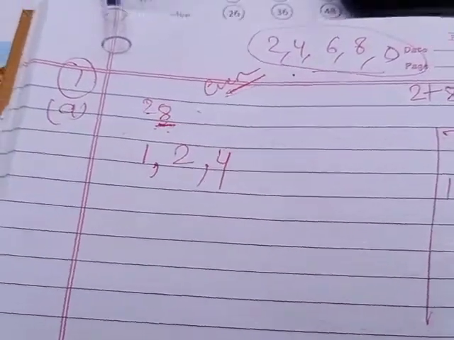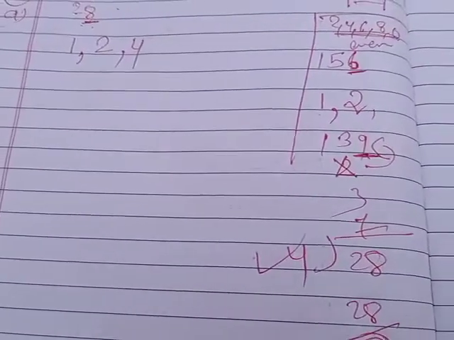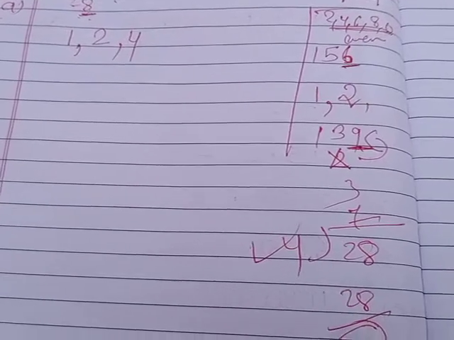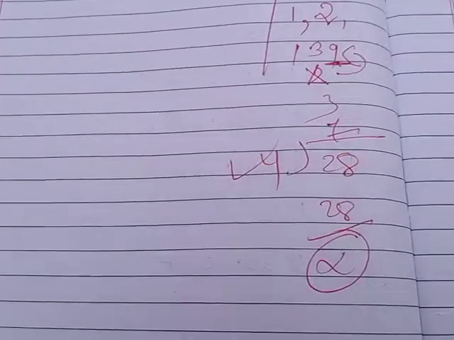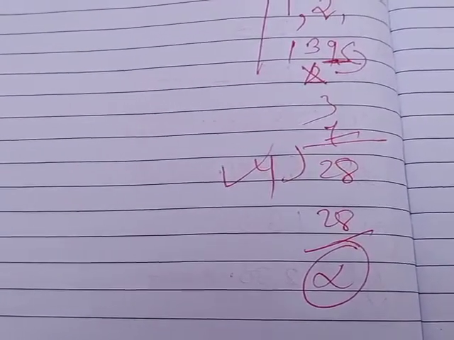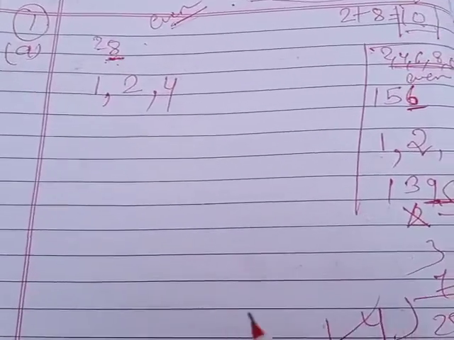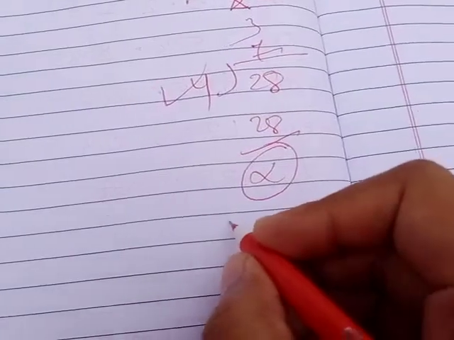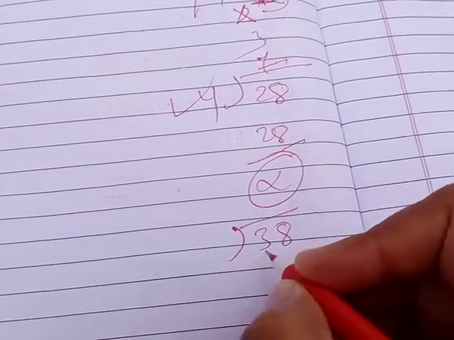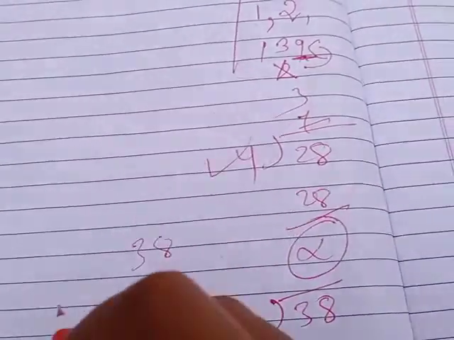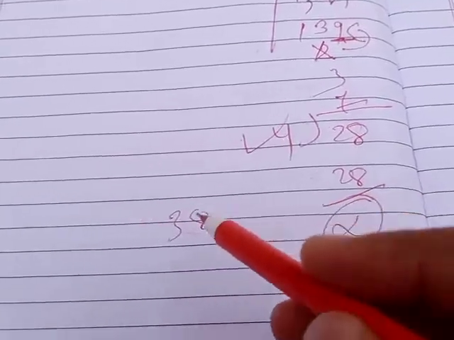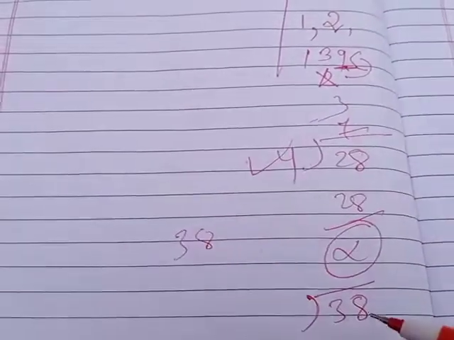Clear? So how do we know that 4 is a factor of some number? 4 will be a factor of some number when, while dividing that number, we get 0 in remainder. Suppose I am writing here 38. Write the factors of 38. So, how can you say that 4 is a factor of 38 or not?